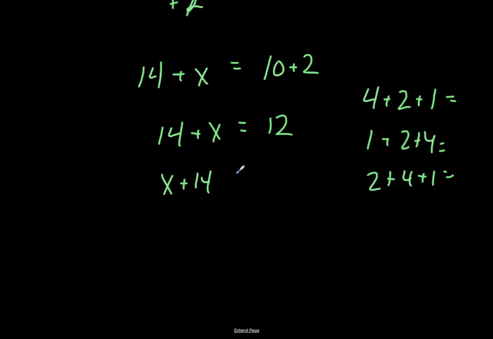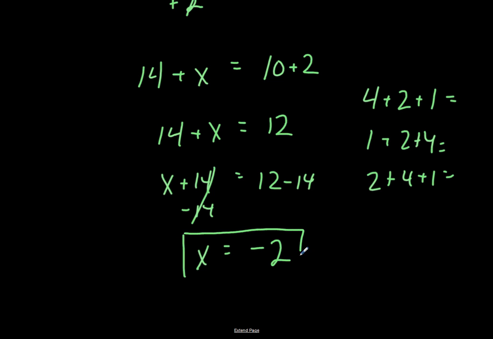Sure. So then you see, well, if I'm adding 14, my next step is to subtract 14 and get rid of it. So x must be equal, because that cancels off, to 12 minus 14. Well, 12 minus 12 is 0, and I still have 2 left over, so it's got to be negative 2. And there's your answer. Are you good with that?